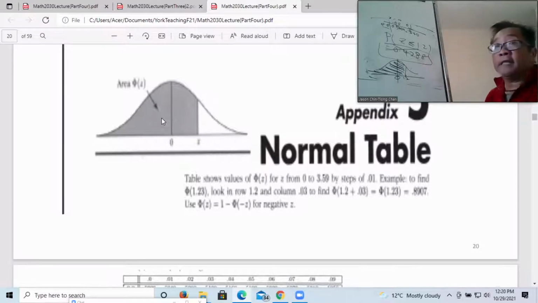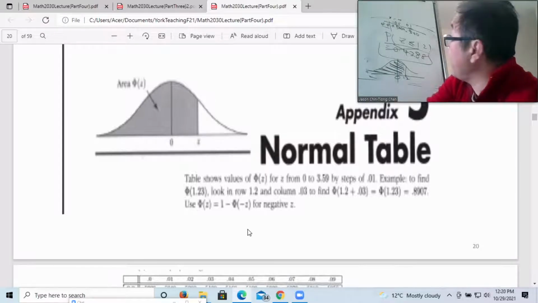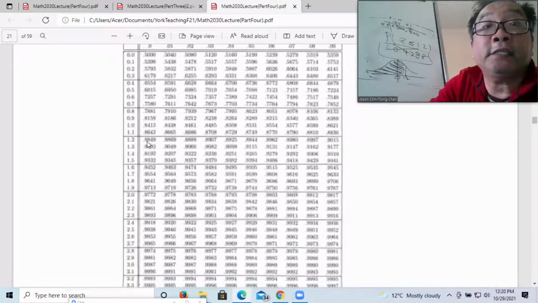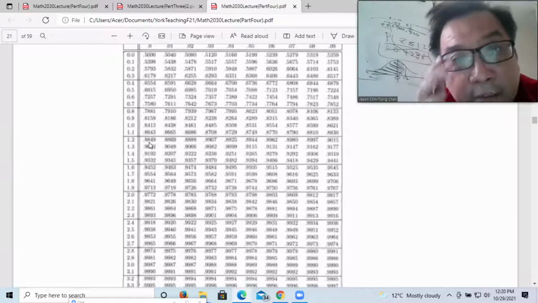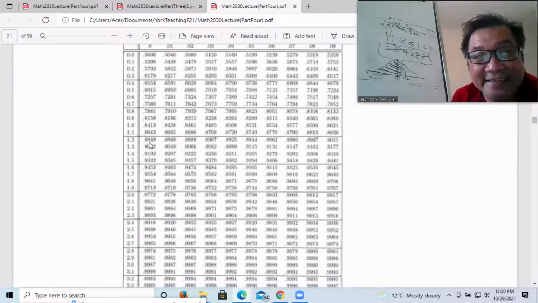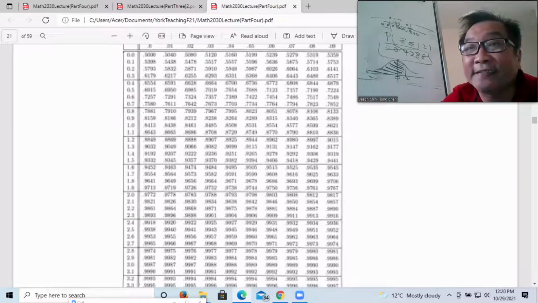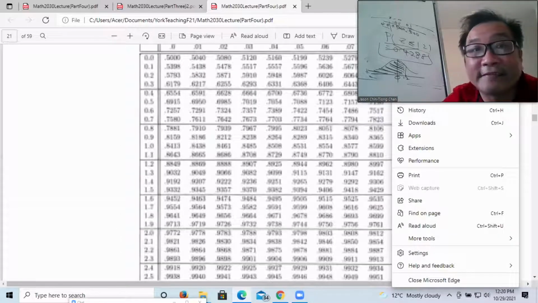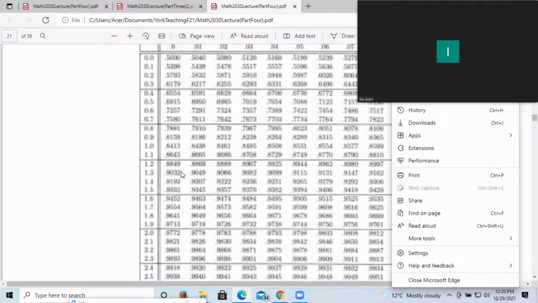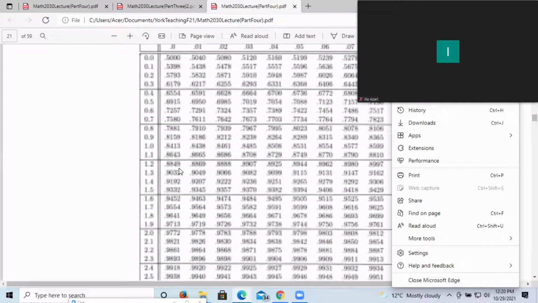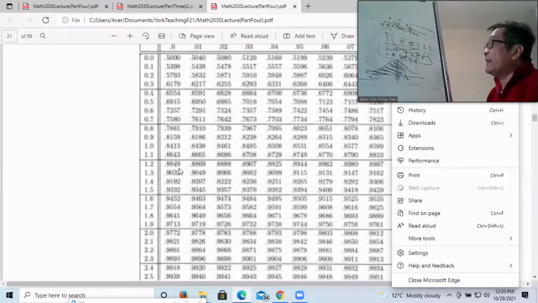Okay, if you want to get the right answer, we need the table. 1.2. That means go to the 1.2. Can you see 1.2? Can you see the value here? I cannot see. Can someone read the numbers? I cannot read the number. It's here. Maybe I make it bigger. It's 0.8849. Yes, 8849. Thank you. 0.8849. Okay. That makes sense.